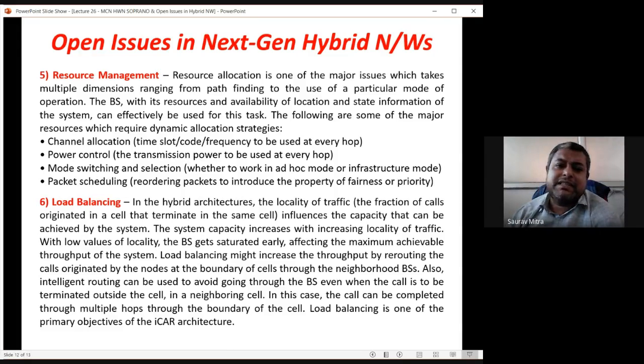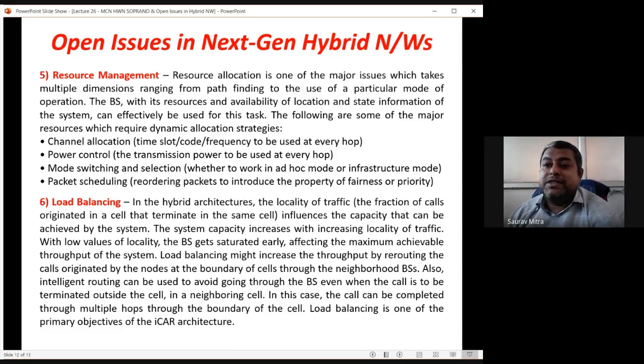So the base station is like the station keeping element. It should have knowledge of resources and resource availability, and state information of the system. It can effectively be used for the resource allocation task. The following are some of the major resources which are required for dynamic allocation strategies. So these are four very important points.